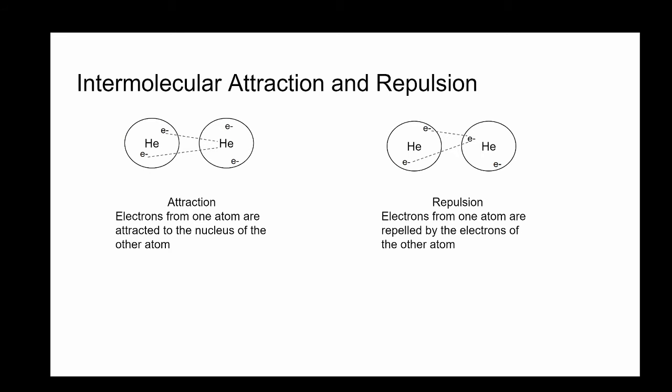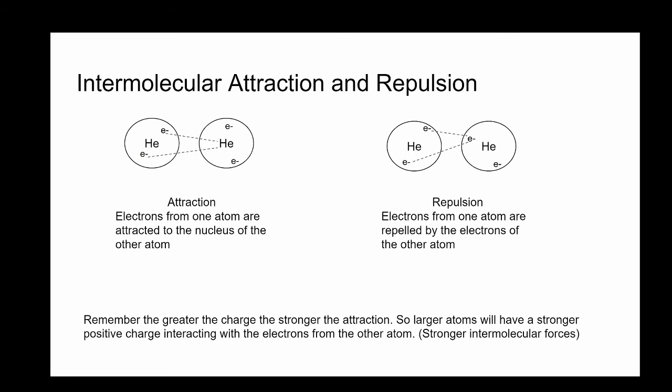Remember that intermolecular interactions are caused by the electrostatic attraction and repulsion between atoms. The electrons of one atom will be attracted to the nucleus of another atom. Meanwhile, the electrons of one atom will be repelled by the electrons of the other atom. If atoms have more protons, the nucleus of that atom will be more strongly attracted to the electrons of another atom, meaning that it could have stronger intermolecular interactions.